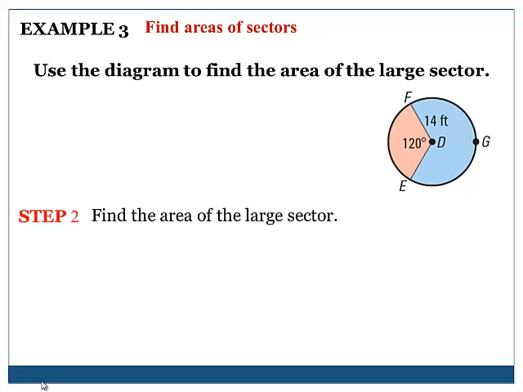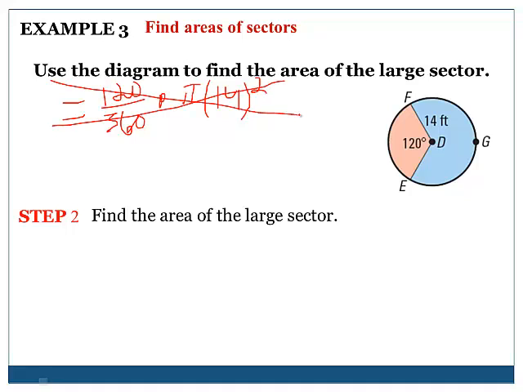Example 3, we're going to use the diagram to find the area of the large sector. It's very, very tempting to come in here and just say, oh, well, we can write down what we're given. So we could say we're trying to find the area of the large sector, so we do 120 over 360 times pi, all multiplied by 14 squared. This is very tempting to do, so don't do it, because this is not what we're looking for.